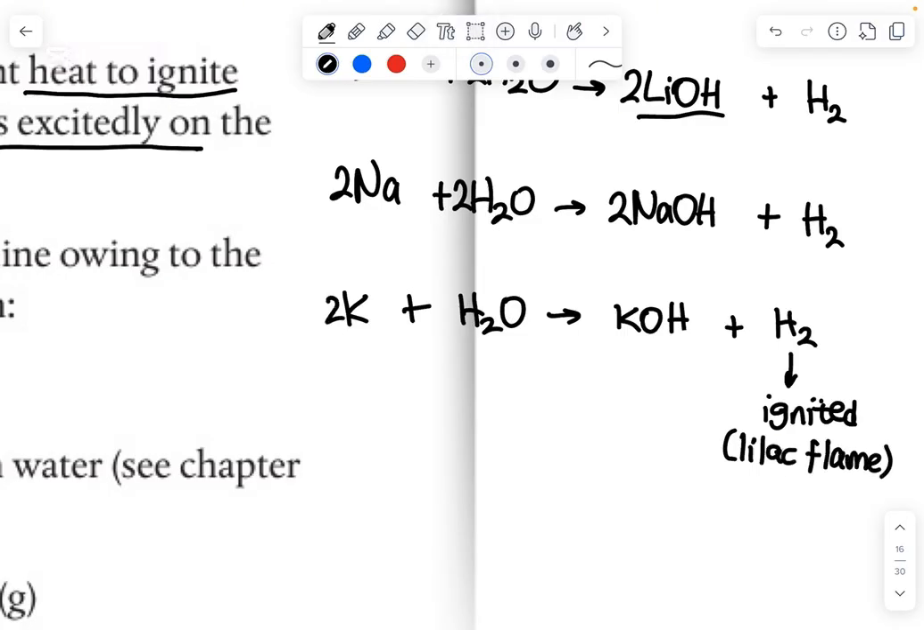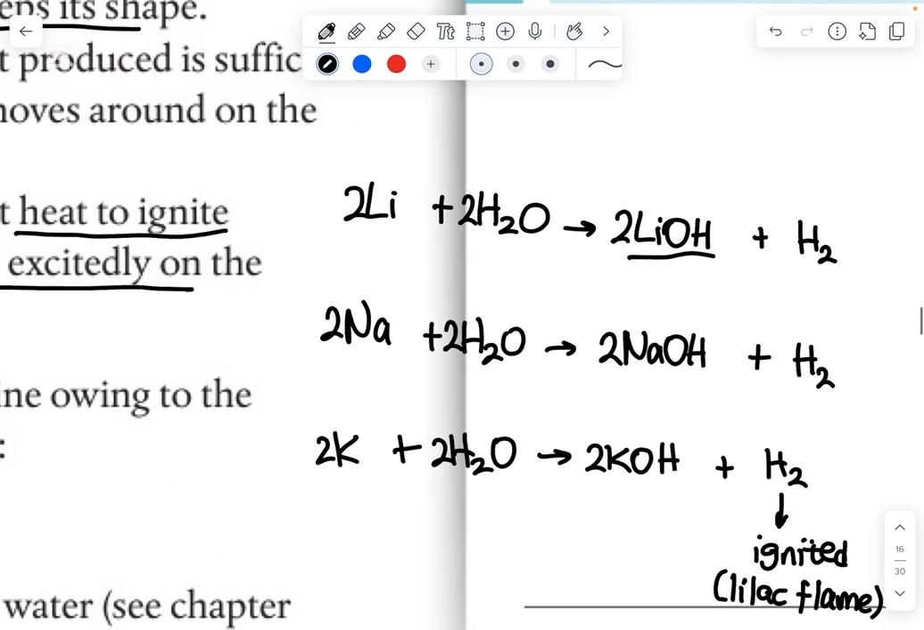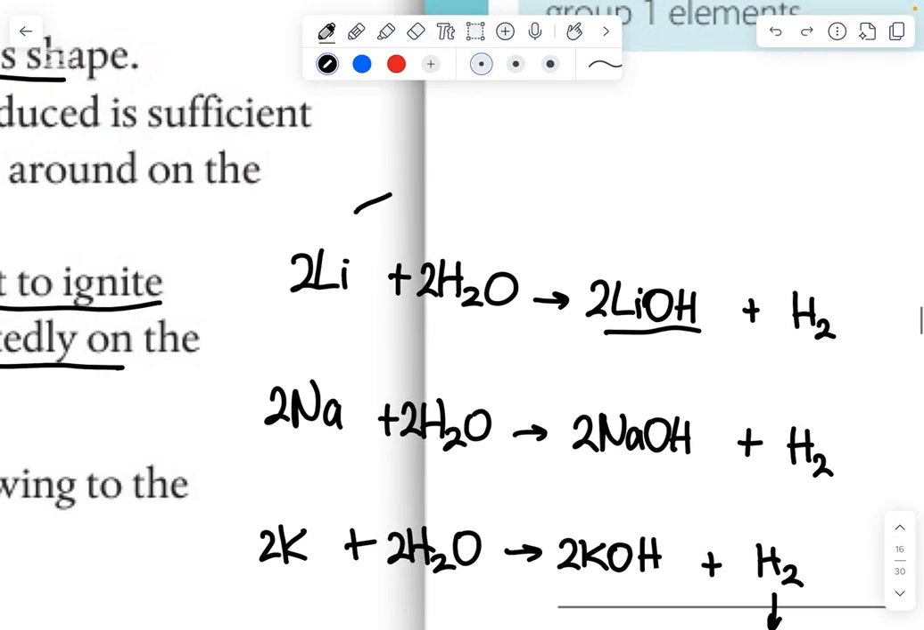Let's balance the chemical equation, and notice how I'm basically copying and pasting the same coefficients in the same way. That is because they're in the same group.